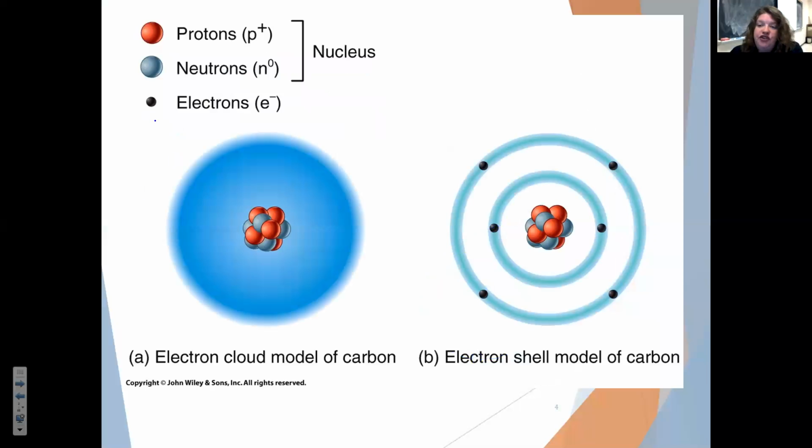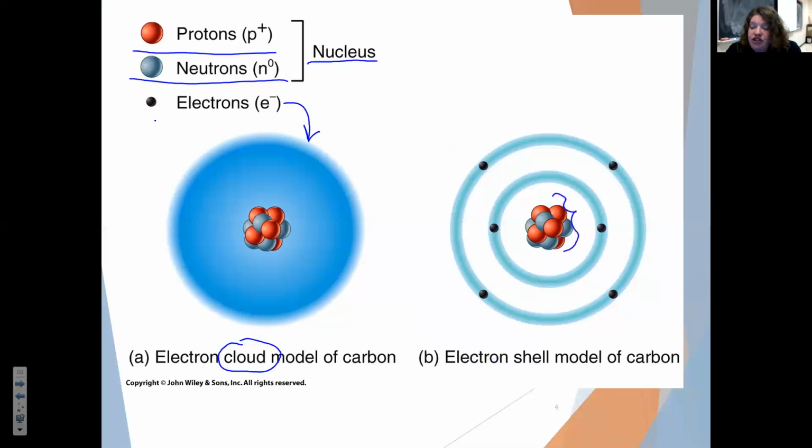And so this is a figure from a different textbook that kind of helps us break down this structure. This is similar to a figure that's in your book. And so the nucleus is the area on the inside, and it's comprised of the protons and the neutrons. And then the electrons circulate around the nucleus. It's really more similar to this electron cloud model. They're found circulating around the nucleus at different energy levels.